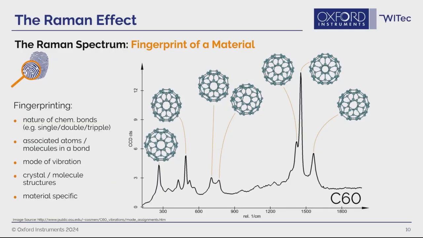For example, we can discriminate a single, a double, or a triple bond in carbon-carbon bonds. Or we can learn about the associated atoms or molecules in a bond. We see the mode of the vibration, and therefore we can discriminate the crystalline structures and the molecule structures, as the spectra are always very material specific. Therefore, let's have a look at how the chemical environment influences different peak parameters.